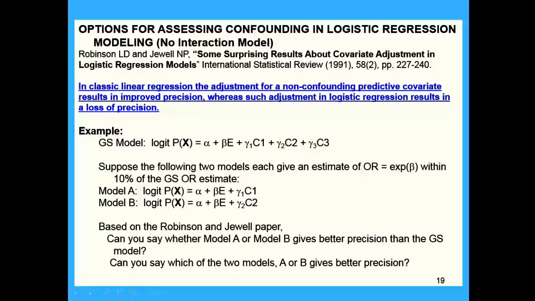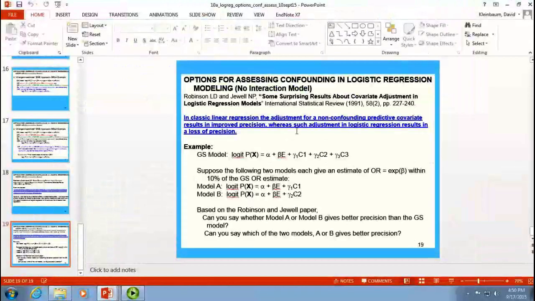Well, I think you can say model A or model B gives better precision than the gold standard model because it doesn't have C3 in there. But how can you say which one is better? So their result is nice. It's surprising, but I quit on that. Okay? So you're not going to get a question on that. Just want to let you know.